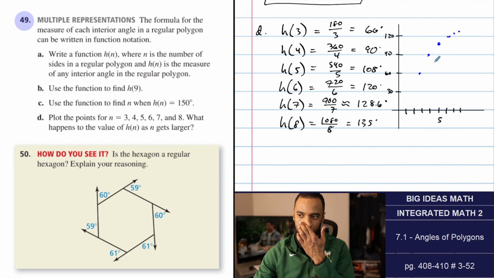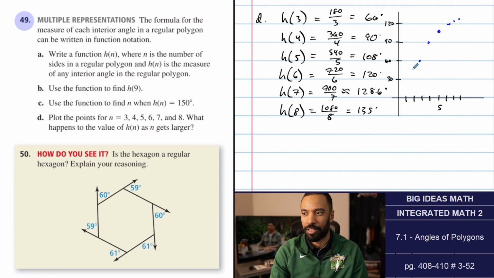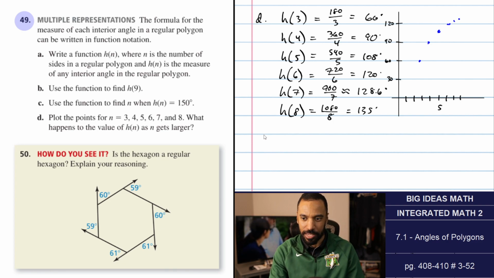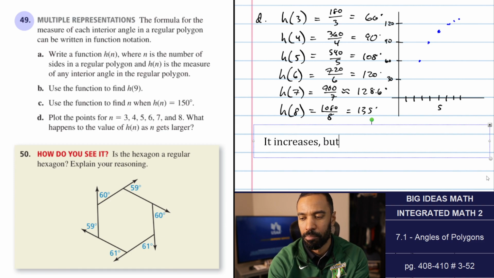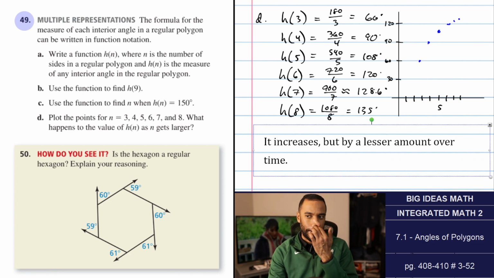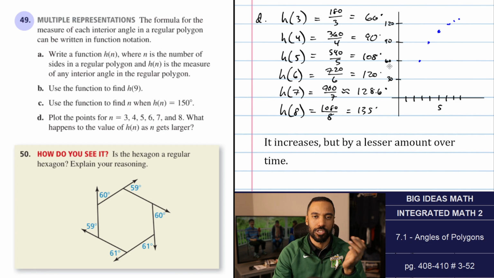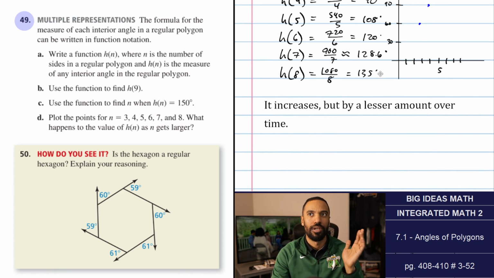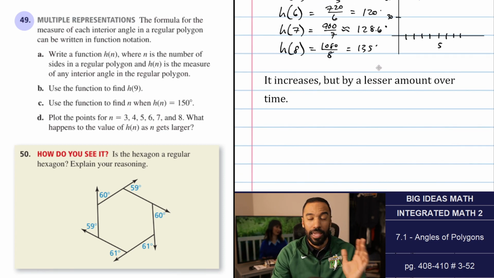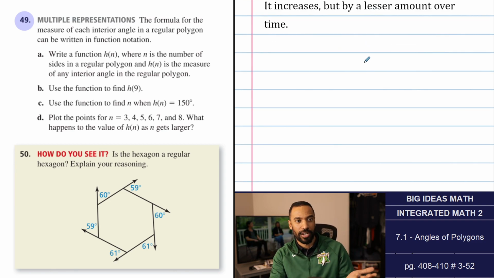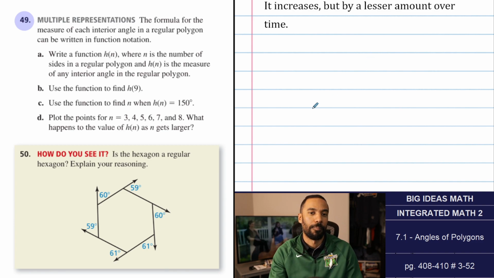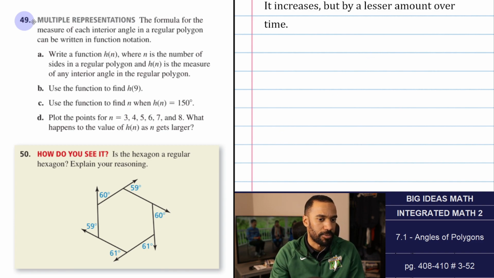It gets kind of smaller. It increases, but by a lesser amount. You could see it in the differences. It increases, but by a lesser amount over time. And that's what's going to happen, guys. It's going to start converging. Ultimately, you cannot have an interior angle at 180 degrees. It can get larger and larger and closer to 180, but it can't be 180. Otherwise, it can't ever turn in. It'll stay as a straight line. So it approaches 180 degrees as it keeps going.